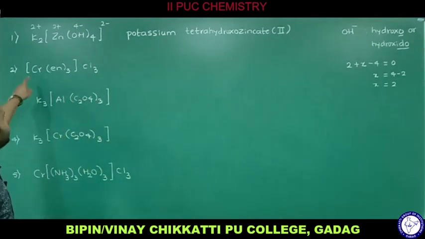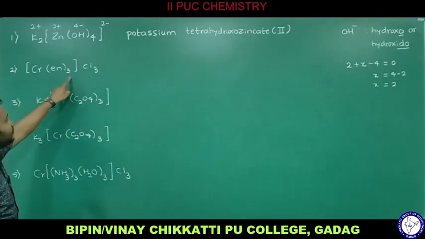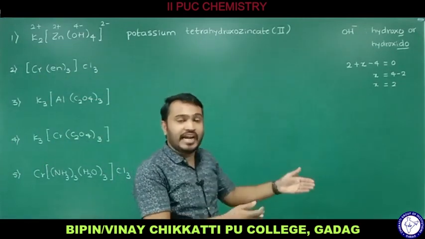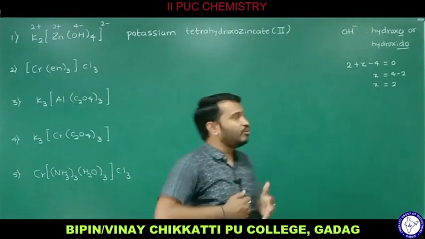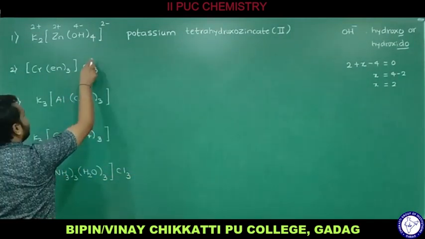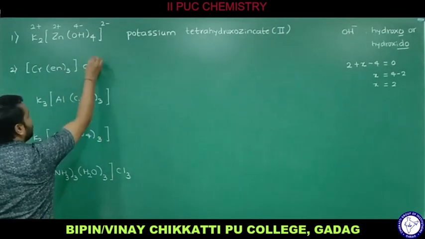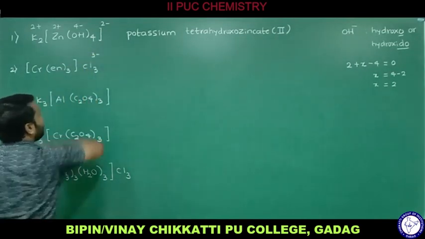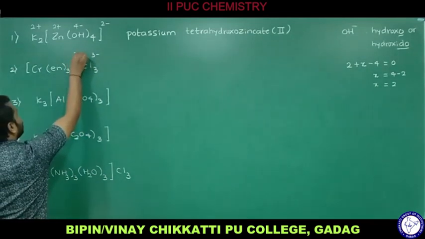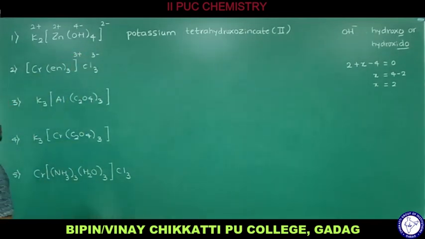Next example we'll see: Cr(en)3 times and Cl3 we have. First we'll identify whether it is a cationic, anionic or neutral complex here. We have Cl, the charge will be 1 minus, totally we have 3, therefore the charge of this will be 3 minus. So if the counter ion charge is 3 minus, definitely the charge of the coordination sphere should be 3 plus.